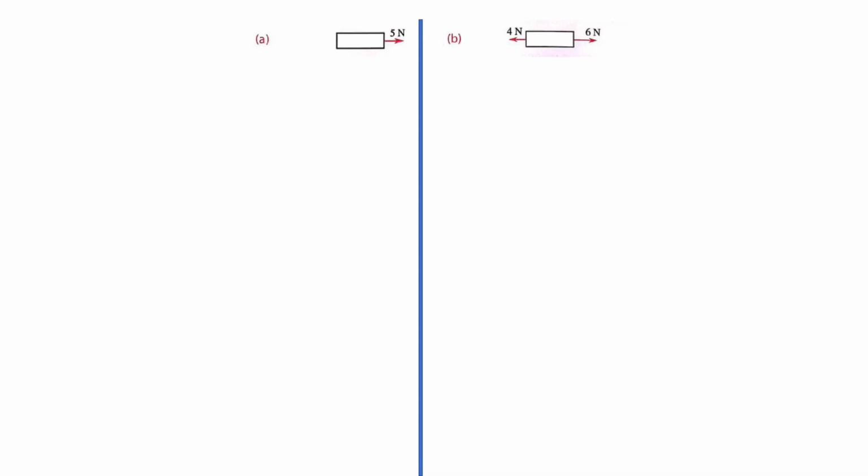Okay, the answers. For A, there's only one force, so the resultant force will be 5 newtons to the right. Remember, direction is important. For B, we've got 2 forces and they're in opposite directions. So 6 take away 4, and that gives us 2 newtons, and it's the 6 Newton one that's the largest, so it's to the right.